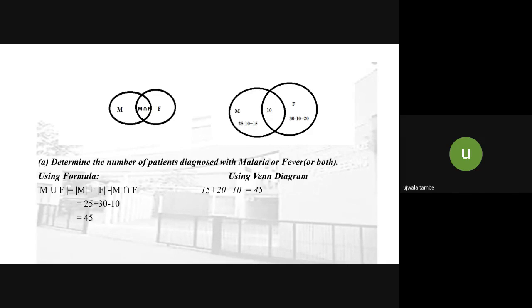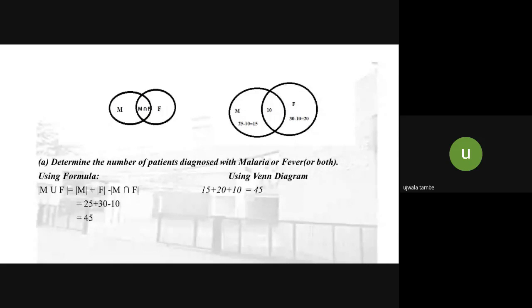So whenever we are finding the value of M union F using a Venn diagram, at that time we have to consider the element of M, that is 15, the element of F, that is 20, and also the element of the intersection part while considering the union operation. Okay.